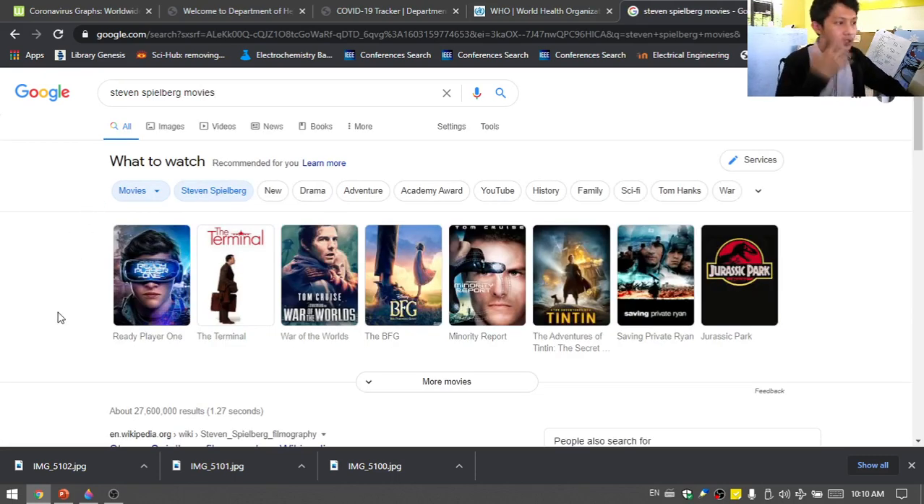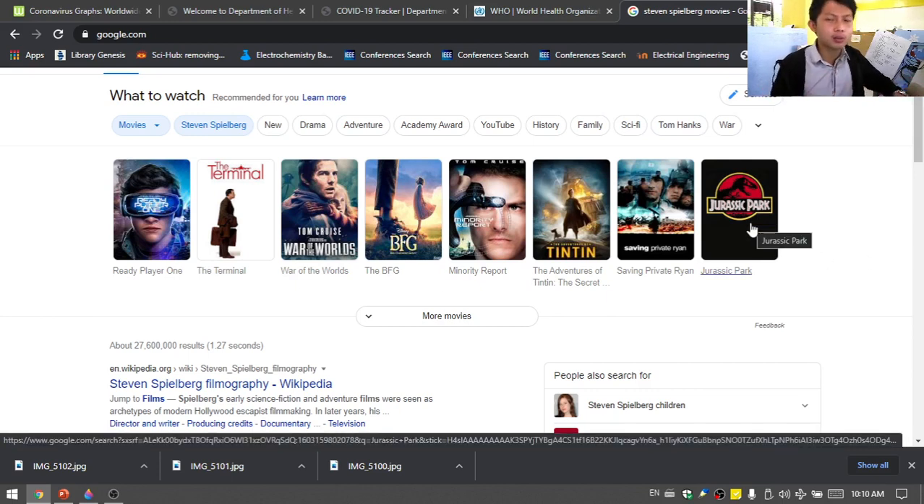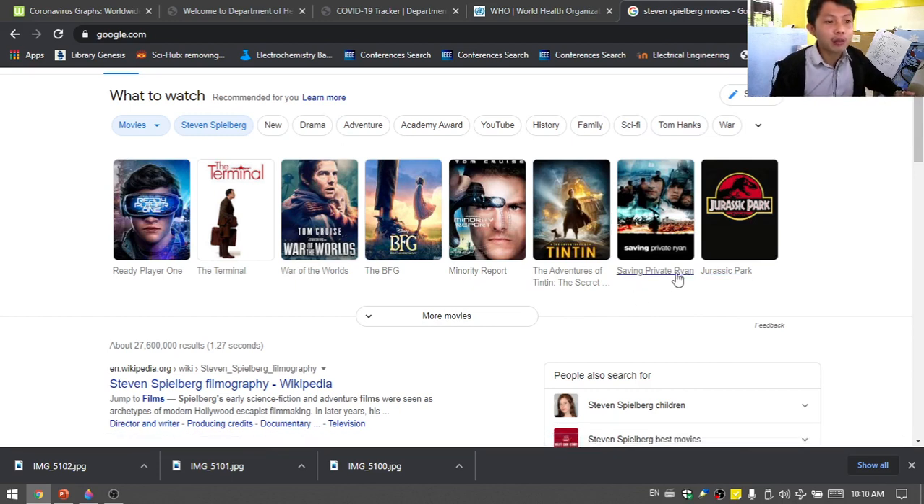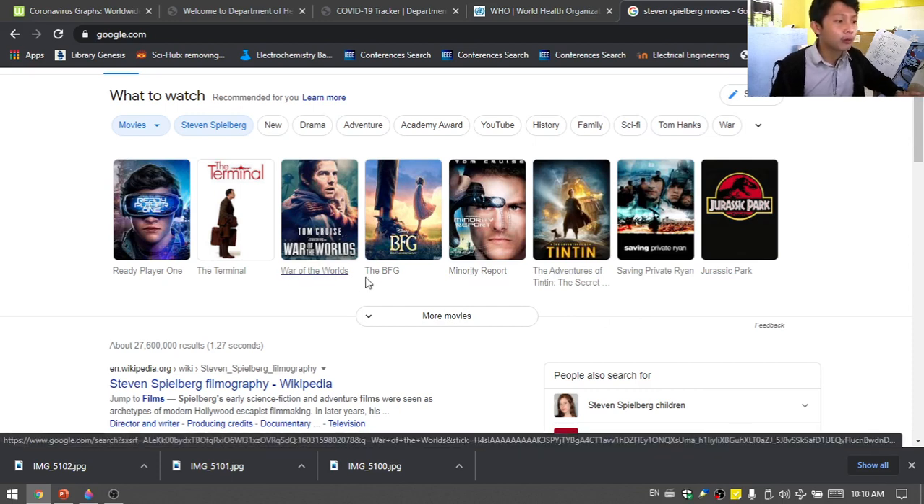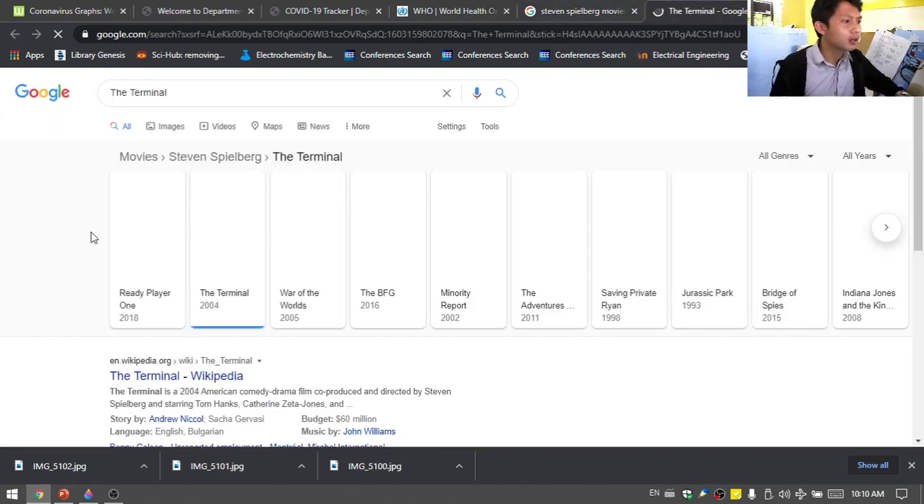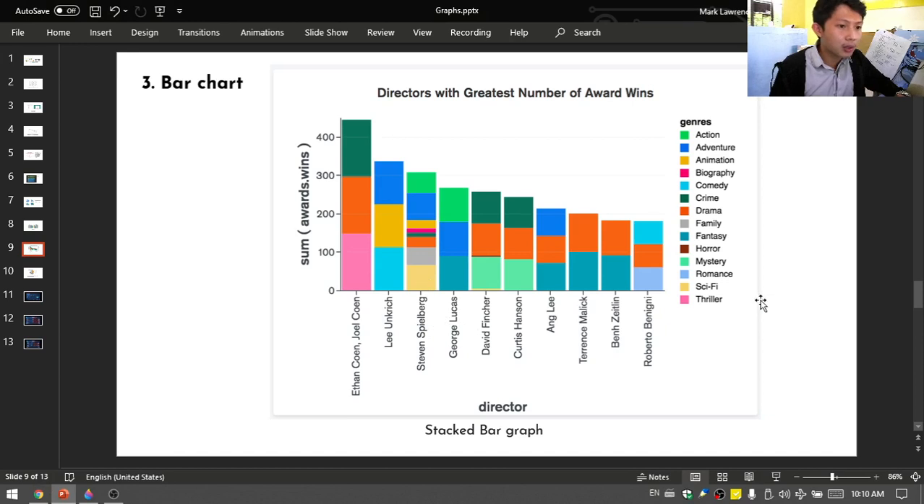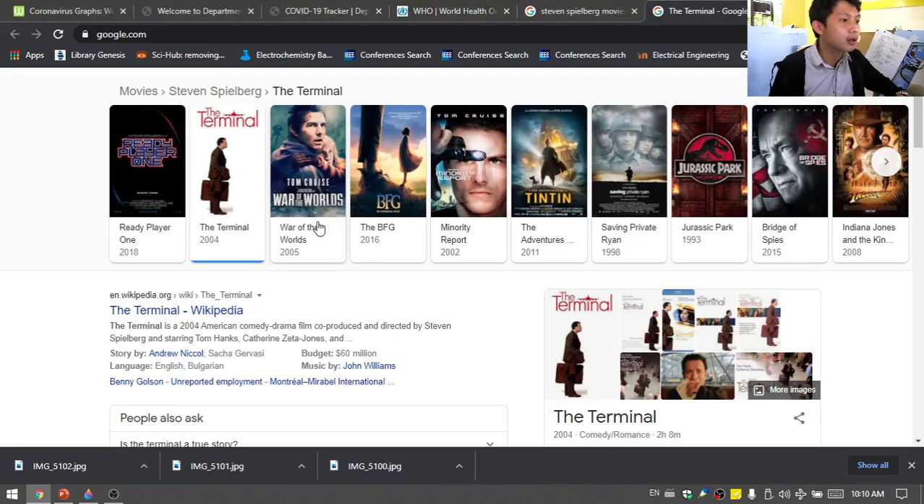Alright, you'll notice Steven Spielberg directed movies like Ready Player One, The Terminal, War of the Worlds, The BFG. You'll notice it's more of an action, no? Jurassic Park is an action but with a bit of sci-fi, thriller. Saving Private Ryan is action. The Adventures of Tintin and Minority Report are also action movies. War of the Worlds is also an action movie with a bit of sci-fi. The Terminal, I don't know, it's a comedy drama. You see the comedy drama of Steven Spielberg. Sci-fi, yes, we have sci-fi, because earlier, The BFG, War of the Worlds, and Ready Player One are all science fiction.